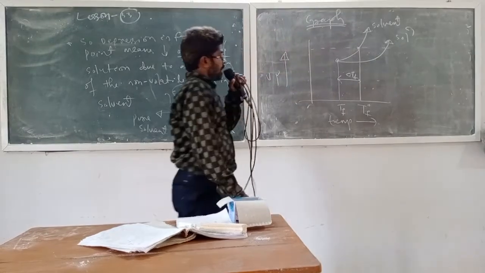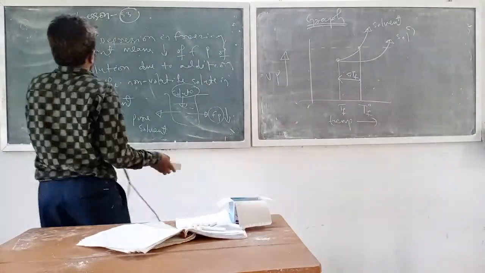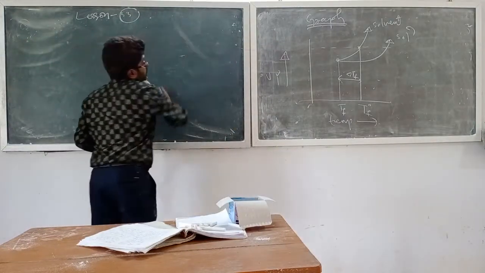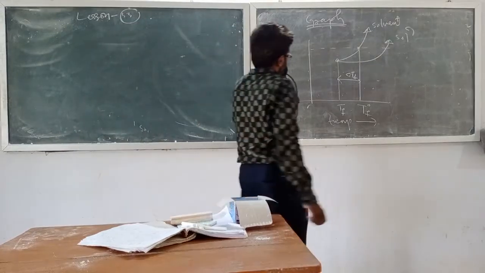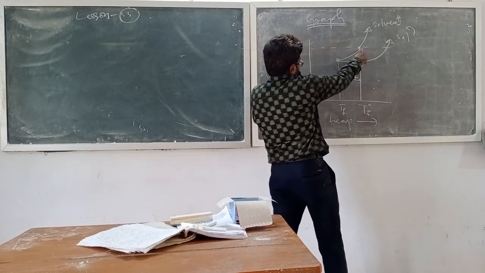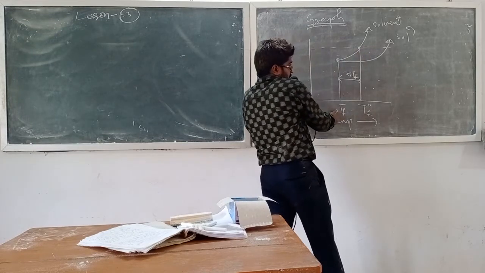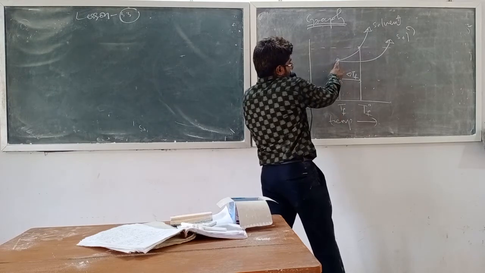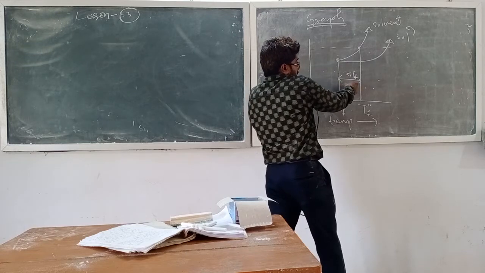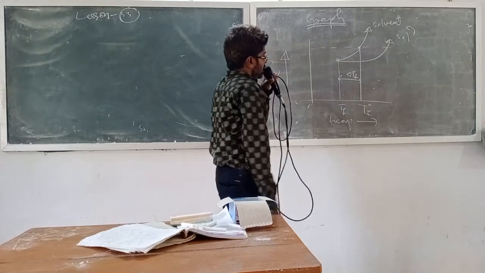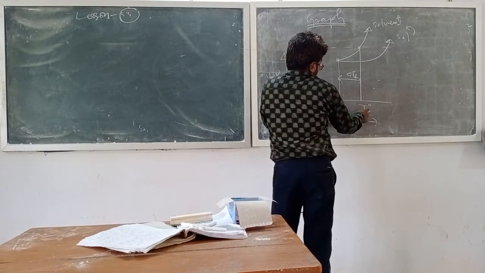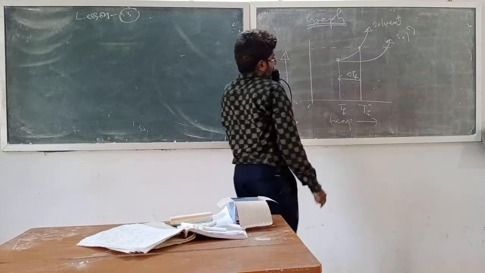So our graph says that here, suppose T naught F is the temperature at which the solvent vapor pressure curve is there, and TF is the temperature at which the vapor pressure curve of the solution is there, and this delta TF is the depression in the freezing point. So here T naught F is greater than TF, so T naught F minus TF equal to delta TF.